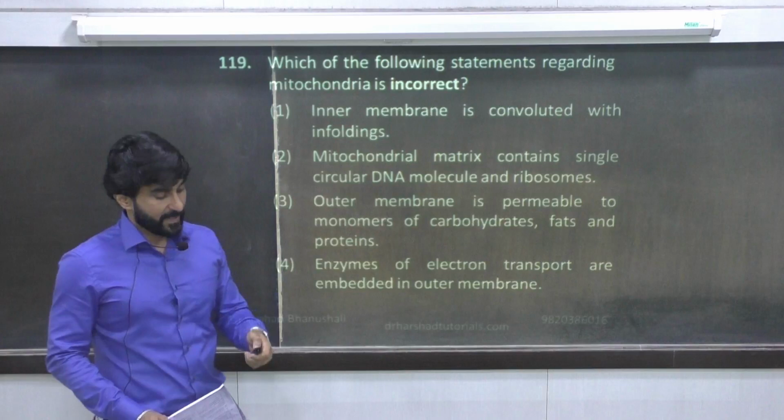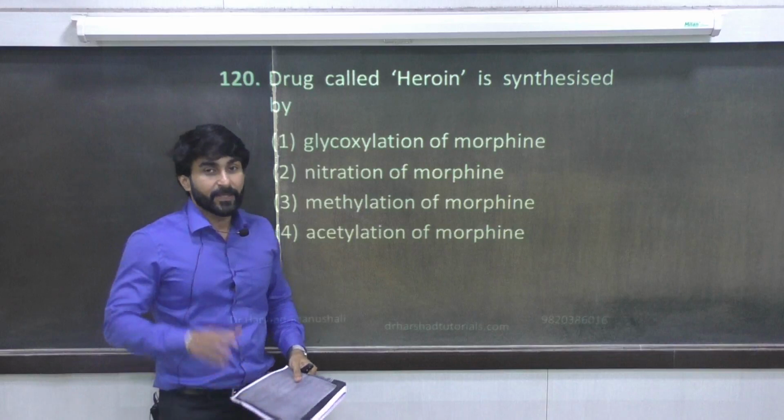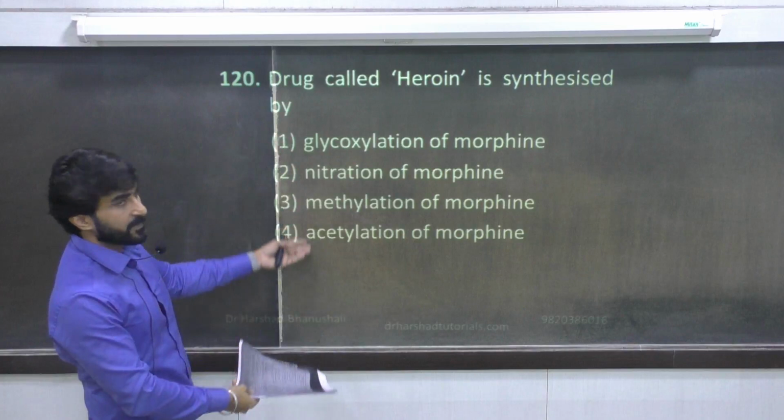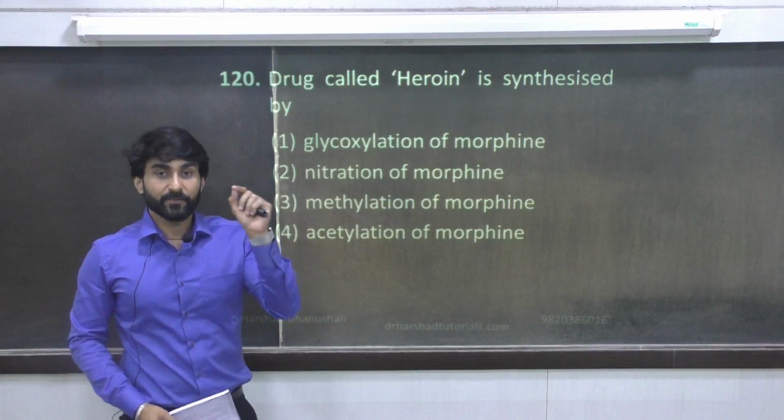Drug called heroin. Heroin, if you know it, is diacetylmorphine. If I tell you what heroin is, it is diacetylmorphine. Your answer is straightforward. Statement number 4, acetylation of morphine. Heroin is diacetylmorphine. This is our answer for question 120.